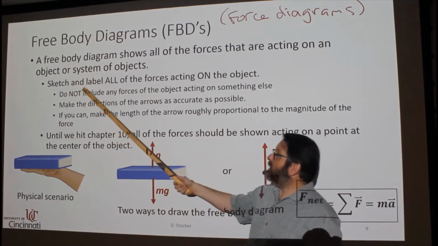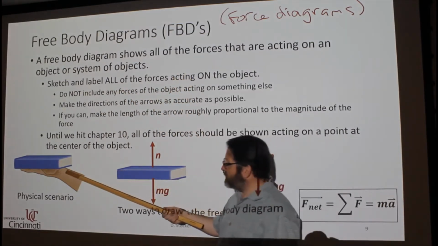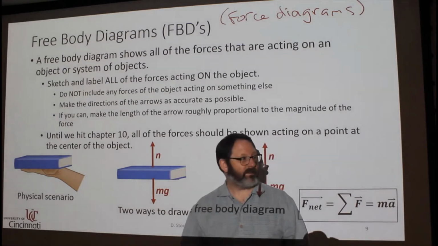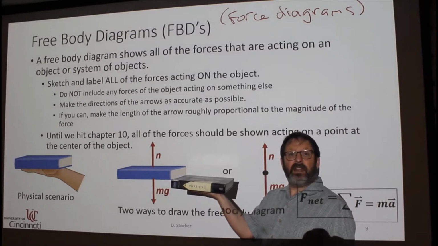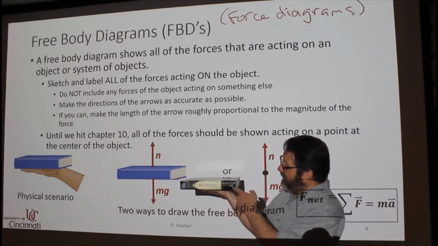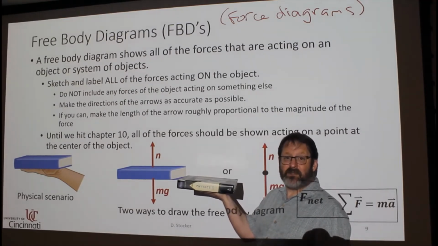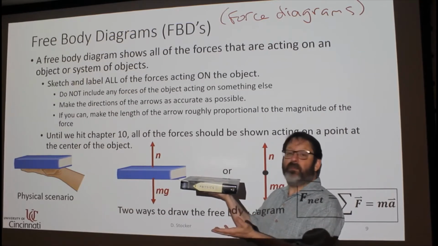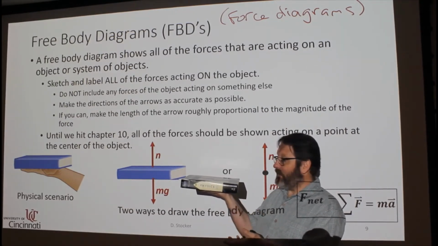What you need to do is sketch and label all of the forces. So in this situation, this is a book being held by a hand. The net force on this book right now is actually 0. I know that because the book's not accelerating. It's not moving at all. So it has no velocity, it has no acceleration.